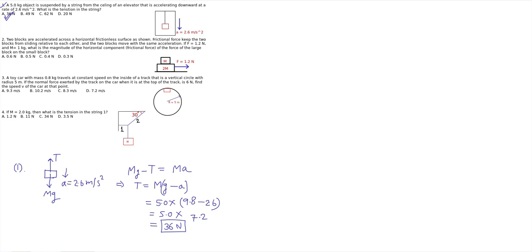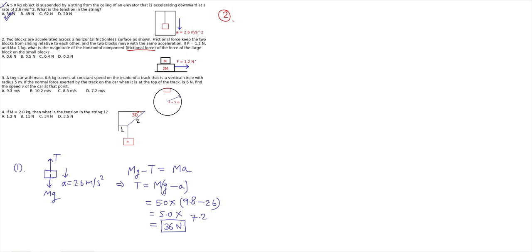Now let's come to the second question. So the second question says, two blocks are accelerated across a horizontal frictionless surface as shown. Frictional force keeps the two blocks from sliding relative to each other, and the two blocks move with the same acceleration. If capital F equals 1.2 Newton and capital M equals 1 kg, what is the magnitude of the horizontal component of frictional force of the large block on the small block?